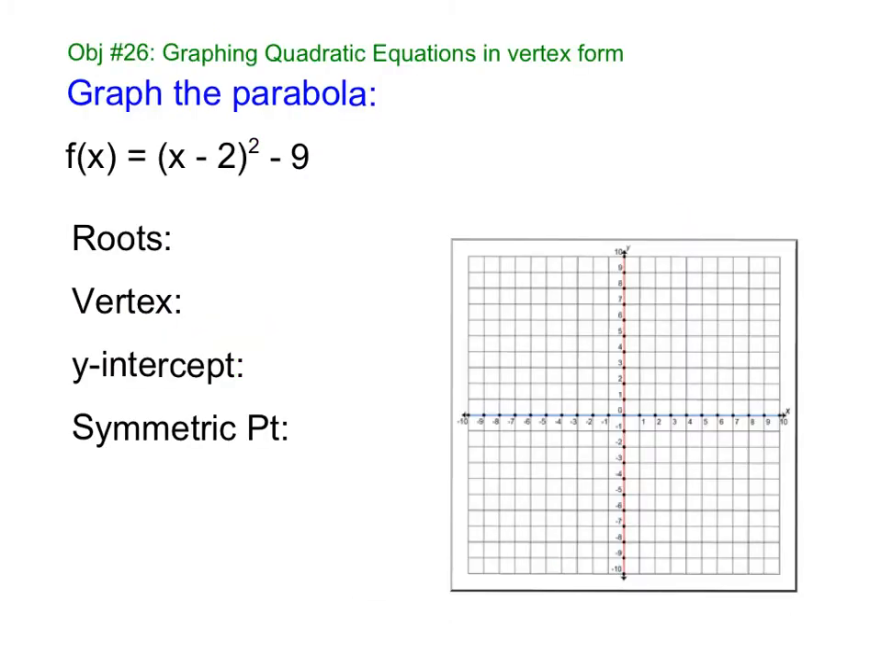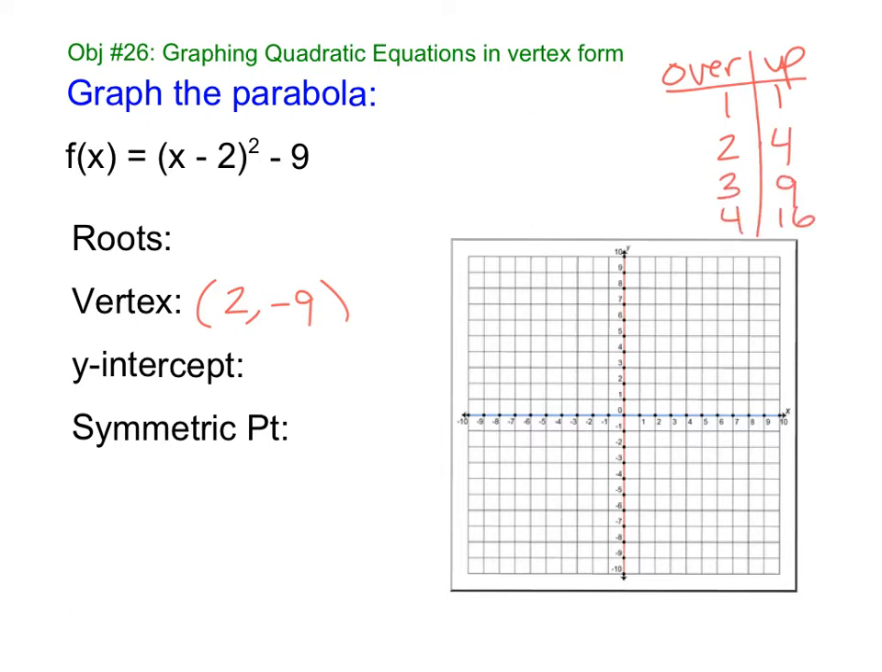Okay, so we're going to start off with our vertex. From before, what's the vertex? Change the sign of the inside. So instead of -2, it's +2. The outside stays the same. All right. So now our shifting rule, over, up. 1 squared is 1. 2 squared is 4. 3 squared is 9. 4 squared is 16.